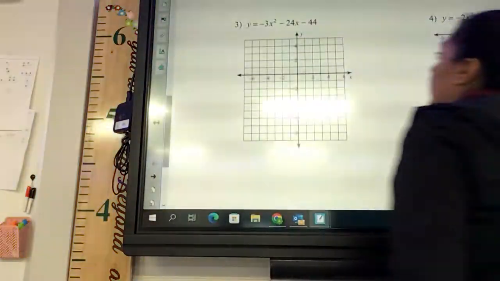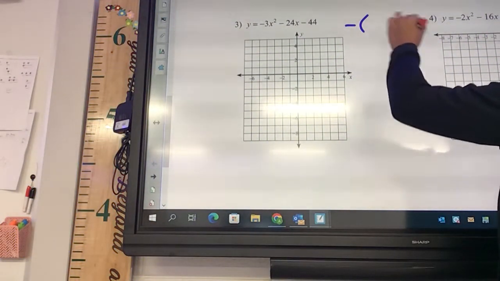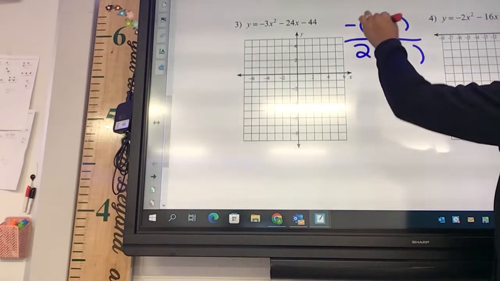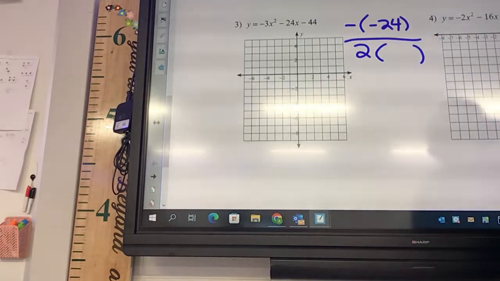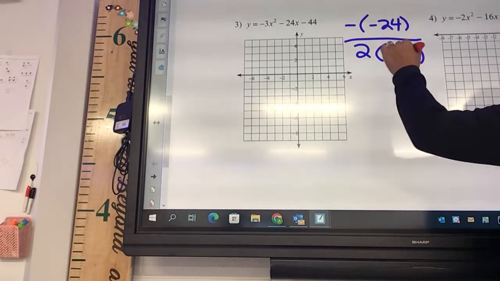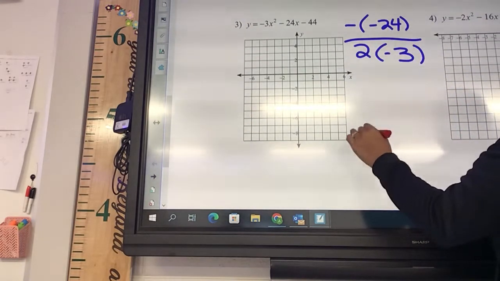Okay, 3. It's going to look like negative, what's our b? Negative 24 over 2. What's our a? Negative 3. Okay, type that in your calculator, see what you get.